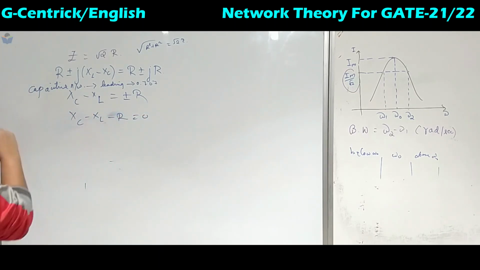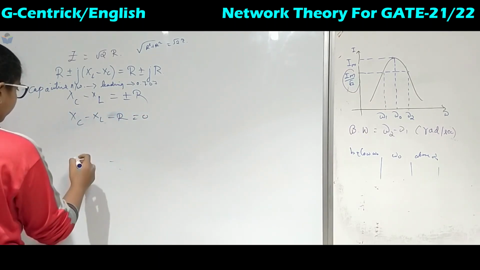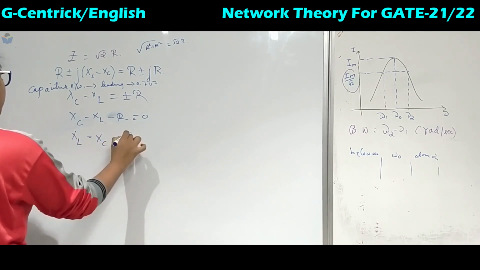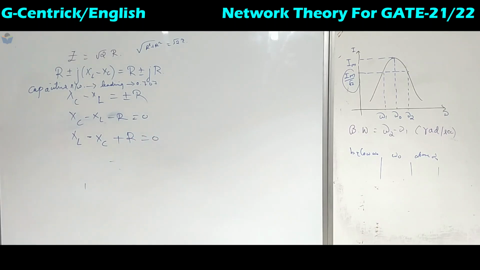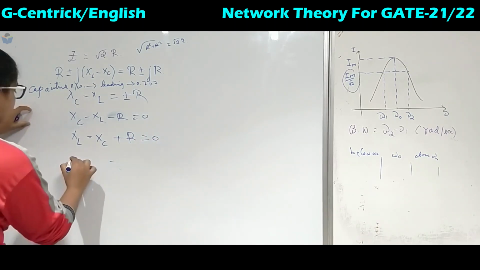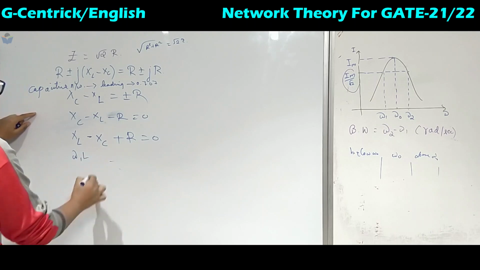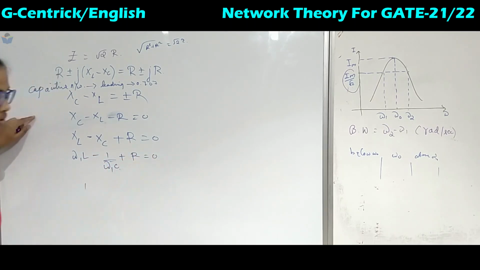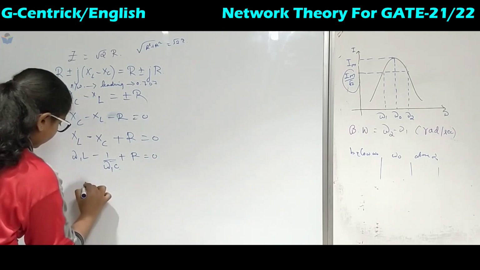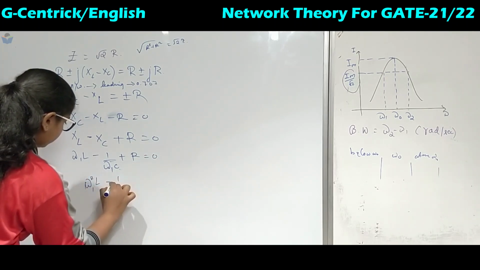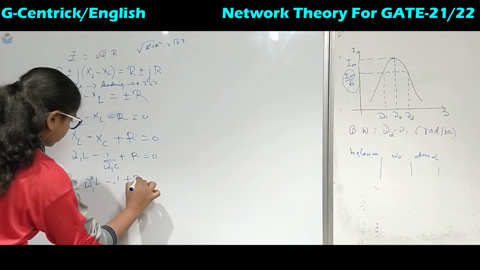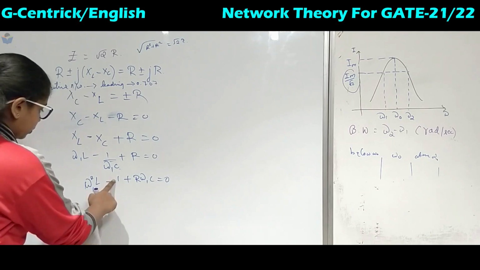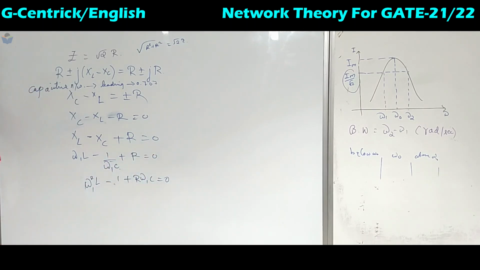Since 2 negative signs are there, we will take the minus common. So what we will get? XL minus XC plus R, plus R equal to 0. So now we can write omega 1 L minus 1 upon omega 1 C plus R equal to 0. Take the LCM of this one, so you will get plus R omega 1 C equal to 0, right?